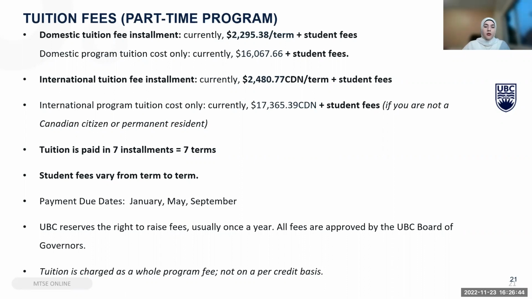UBC reserves the right to raise fees usually once a year. Most likely happens in May. All fees are approved by the UBC Board of Governors. Tuition is charged as a whole program fee, not on per credit basis. Just think about it like a car loan. For example, if you take a leave for 1 term, you won't be charged since you're not taking any courses that term, but you'll still have to make that payment once you come back to resume your studies.